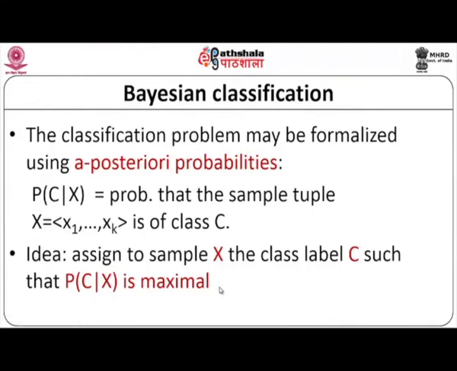First, we need to formalize the classification problem. Here in classification, all that we are going to do is take an unknown data x and assign it a known class label. So, we need to identify the chance that a data x may be assigned to a given class label, which mathematically may be represented as probability of C given x, where C is the class label and x is the data. This indicates the probability that the sample tuple x is of class C. So, the idea here is we need to identify the one class for which this probability is maximal.